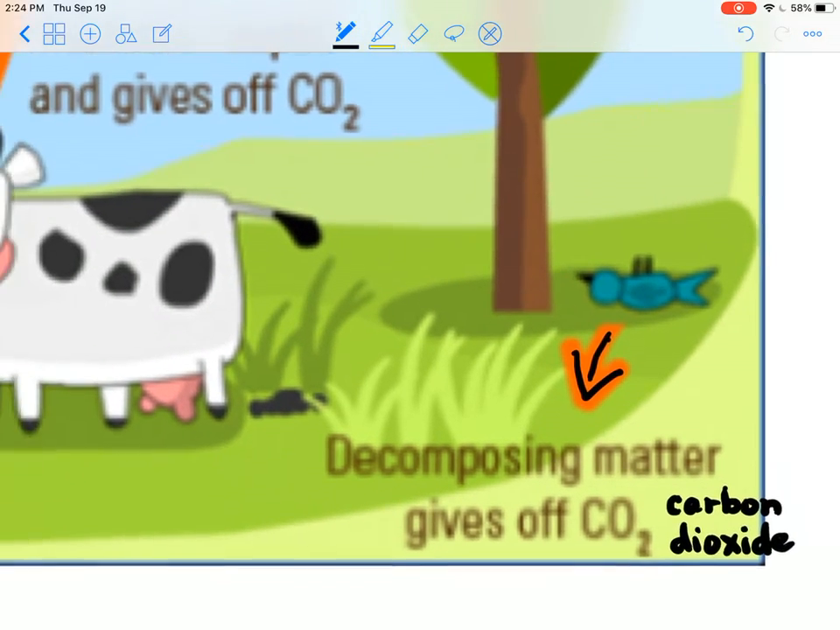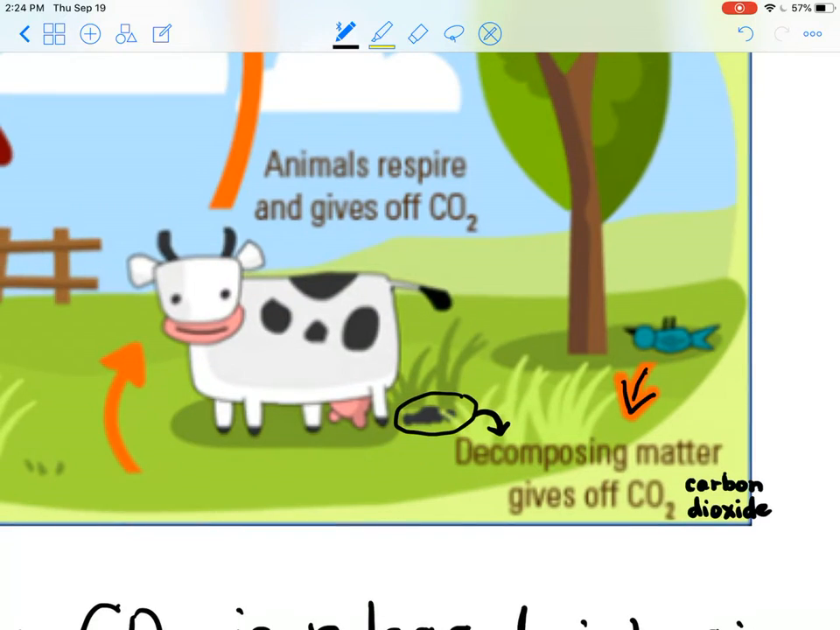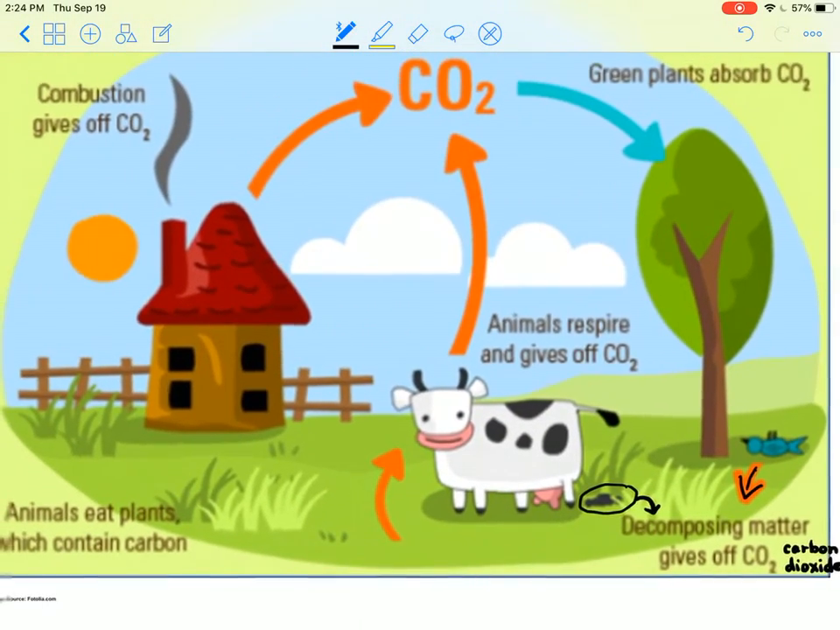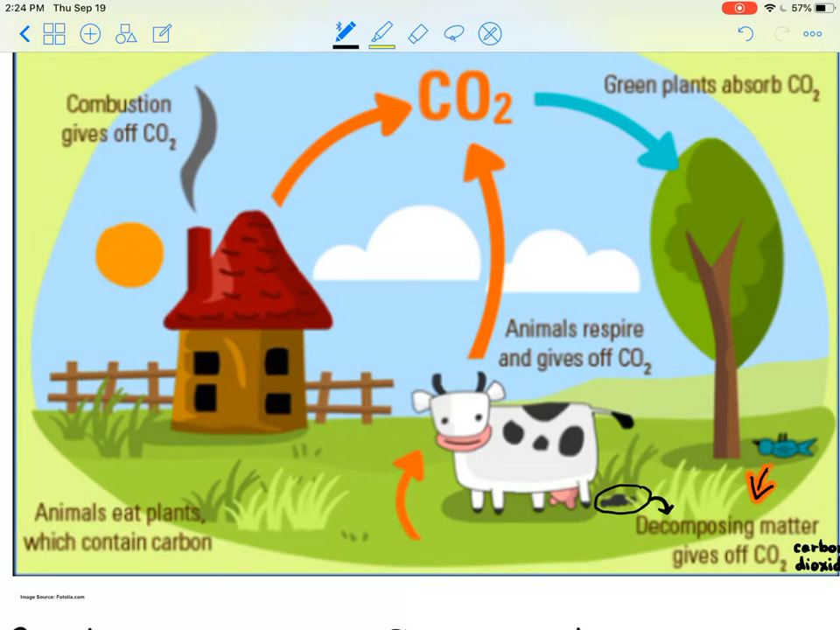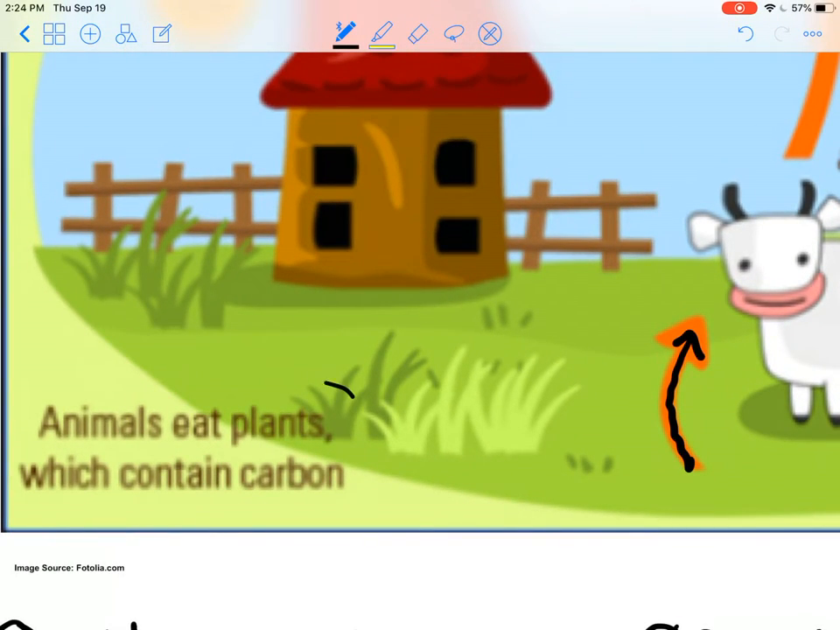Okay, so let's move on to the next arrow. And I'm going to also call your attention to this pile of cow poop, because that also is decomposing matter. So they should have put an arrow there to show that the cow poop is also decomposing. So we're giving off carbon dioxide. Okay, so let's move on over here to this arrow right here. And this one actually goes with this sentence.